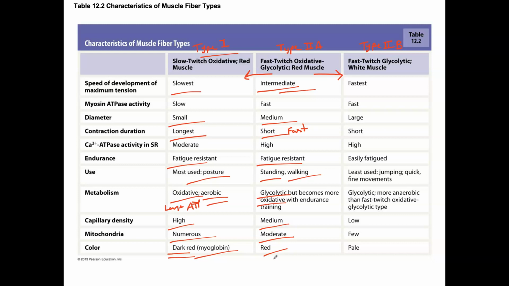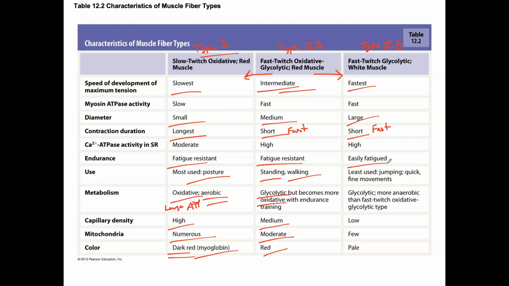Lastly, we have the type 2B cells. These are going to be the fastest twitch cells. So they are fastest in terms of speed of maximum tension. They are the largest in diameter of the cells. They have short contraction duration. So again, this is what makes them a fast twitch kind of cell. They easily fatigue because they rely on glycolysis, anaerobic metabolism, and not the oxidative metabolism that you see in aerobic metabolism. So they easily fatigue.